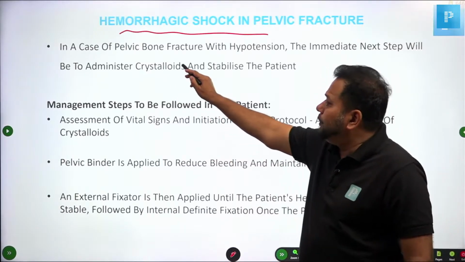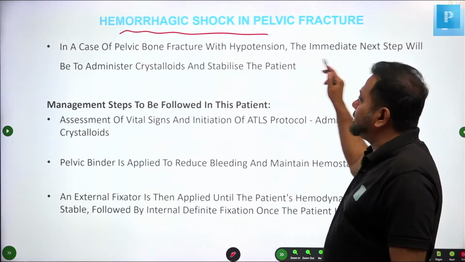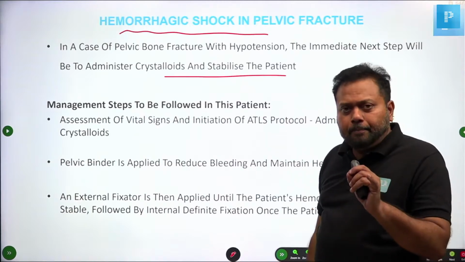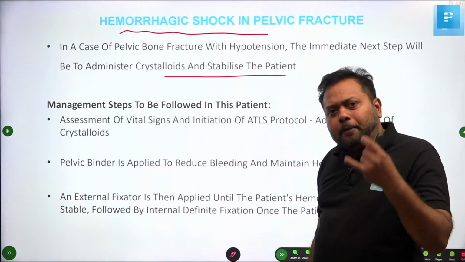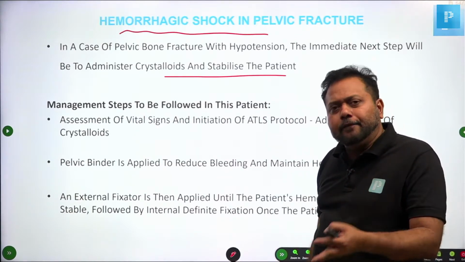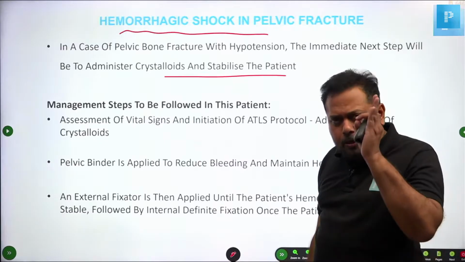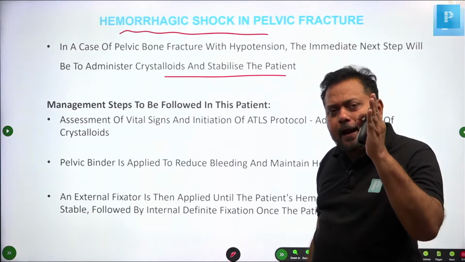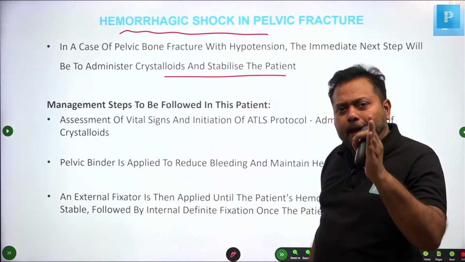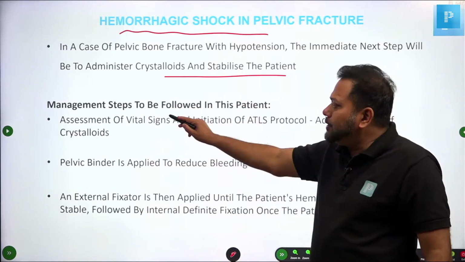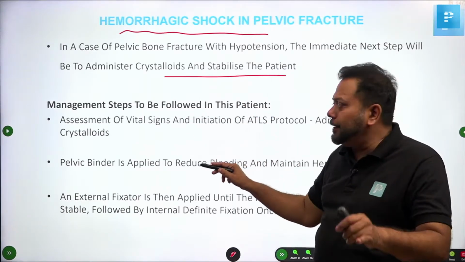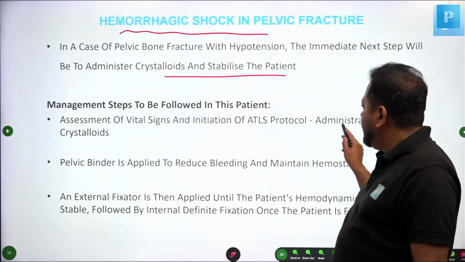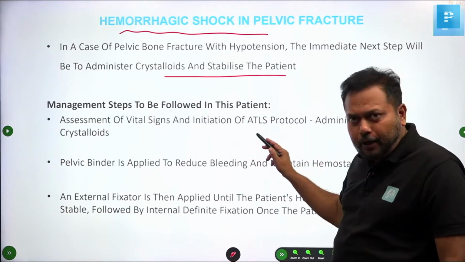Now, in the case of pelvic bone fracture with hypotension, the immediate next step will be to administer crystalloids and stabilize the patient first. BP is a must. If it goes for cardiac arrest, what is the use of doing internal fixation, external fixation? Nothing. You maintain the ABC: airway, breathing and circulation. ABC first. Then management steps to be followed. After this, you assess the vital signs, initiate the ATLS protocol, administer crystalloids.